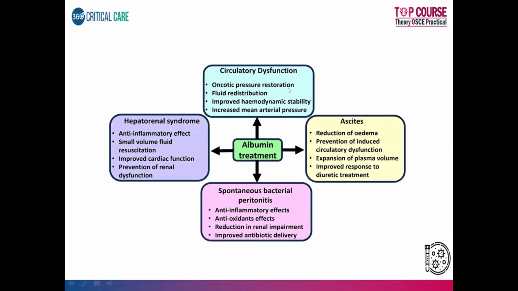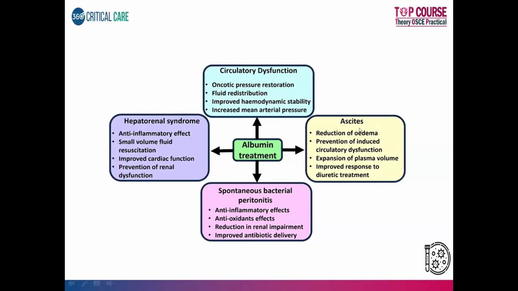As we said, it is used in circulatory dysfunction, in ascites, in spontaneous bacterial peritonitis, and also in HRS. So each one has a specific role. In HRS, albumin has an anti-inflammatory effect. It helps in small volume fluid resuscitation, helps in improvement of cardiac function, and prevents renal dysfunction. Coming to circulatory dysfunction, because of its oncotic pressure, it restores the circulatory volume, helps in fluid redistribution, helps in improved hemodynamic stability, and maintains or increases the MAP.